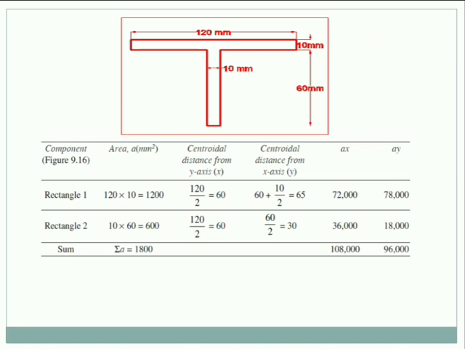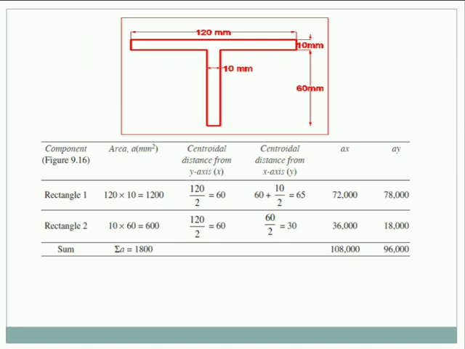Or as we have done, 10 by 2 plus 55, the answer remains 60 itself. Then y2 is nothing but 60 by 2, that is, for a rectangle, the centroidal axis along the vertical is d by 2, that is half of the depth, which is 30. So here we get a2, x2 and y2. So the next step is ax, that is a2 into x2, a2 into y2.